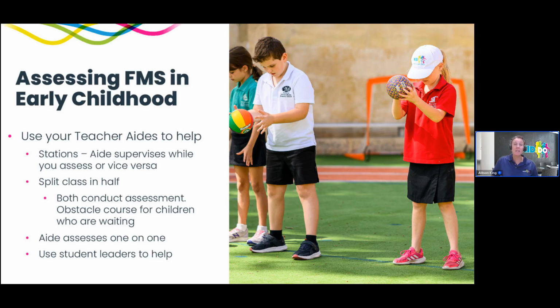So splitting the class in half. One of you does the bounce and catch, one of you does the 30 meter or 50 meter run, and the rest of the children are doing an obstacle course. Also having your teacher aide or assistant assess one-on-one, so taking a child out of the class, assessing them, and then bringing them back in.